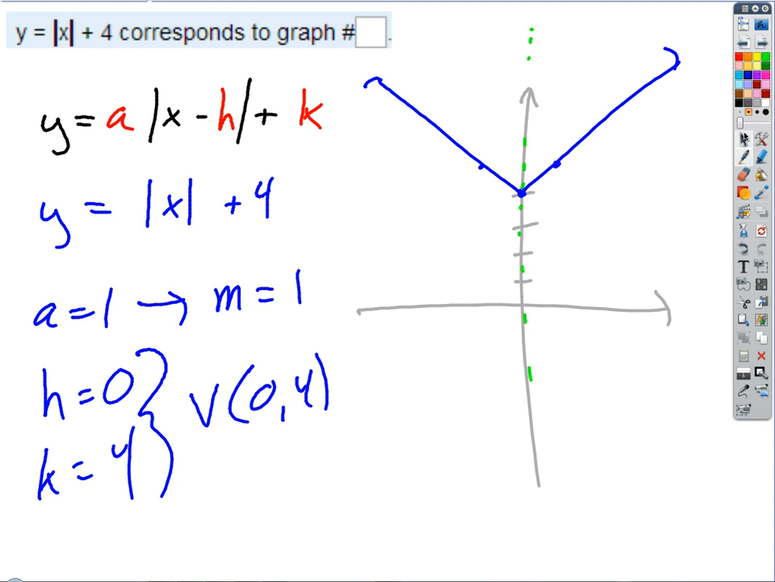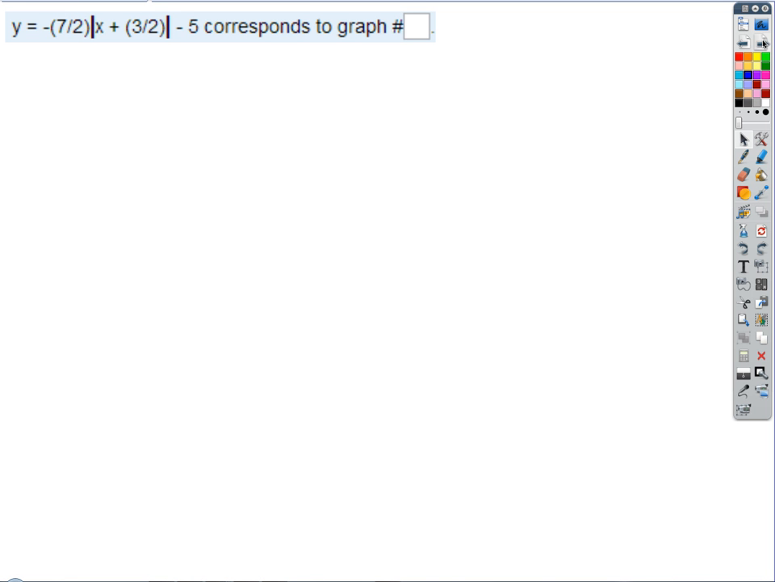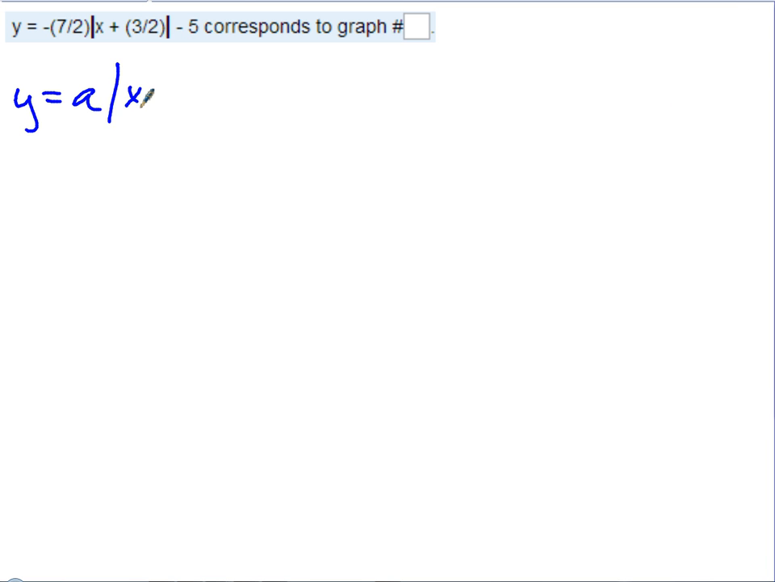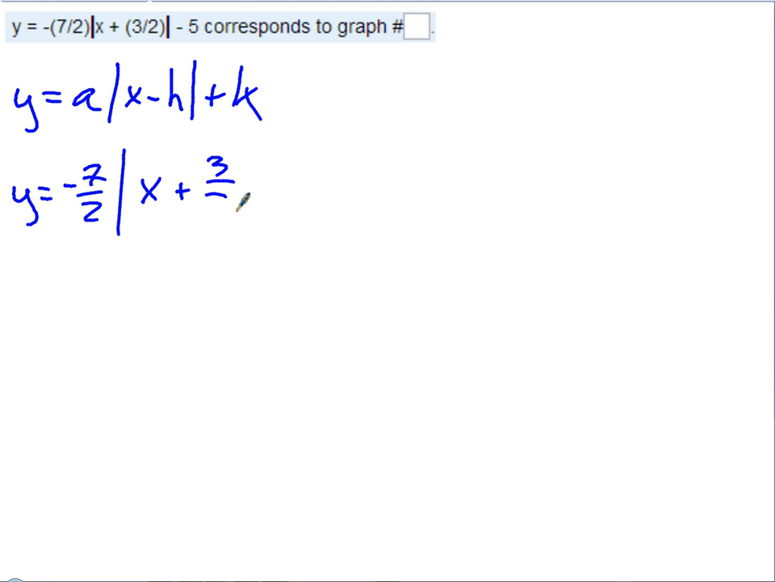Now, these can get a little tougher. What if I have one like this? It looks a lot harder, but I would argue it's really not that big a deal. I'm just going to do the same process. I'm just going to find A and H and K. Okay, it looks bad, but it's not. Remember, we're just going to compare that to y equals A times the absolute value of x minus h plus k. So we have negative 7 halves times the absolute value of x plus 3 halves minus 5, right?